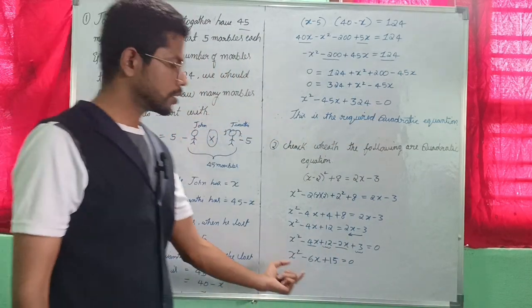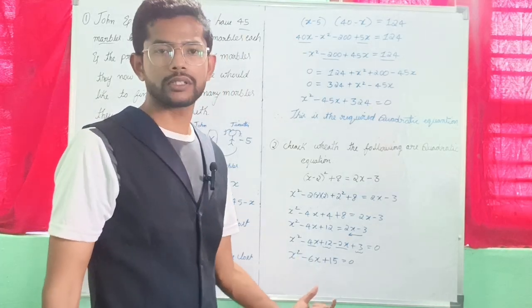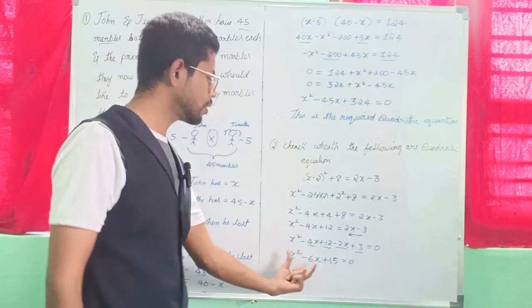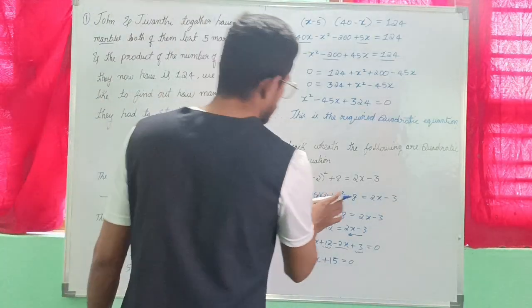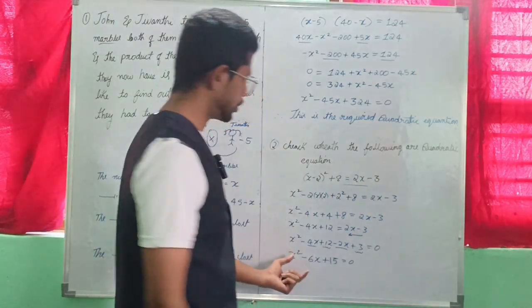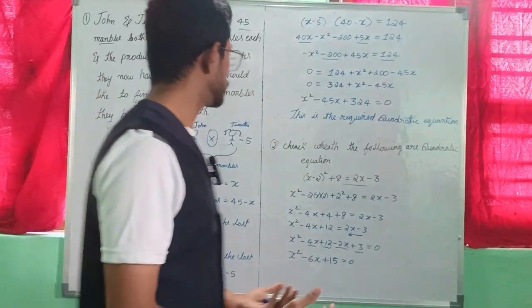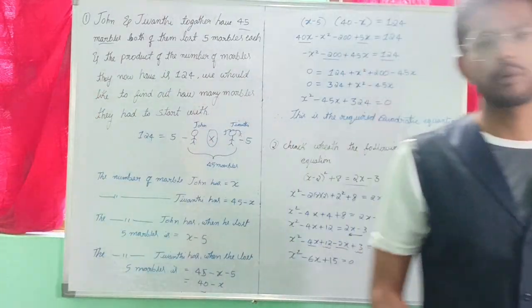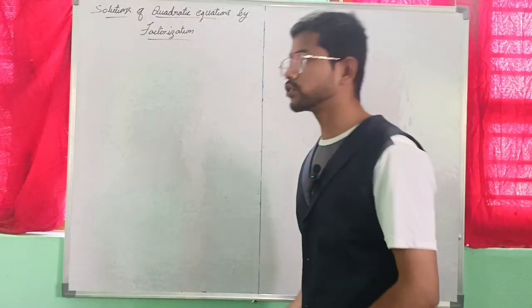So is this a quadratic equation? Yes, right? This is a quadratic equation. Finally we get the quadratic equation. So when we check this equation, we know that this is a quadratic equation. Okay, so this is the second problem. Let's move to the next one.